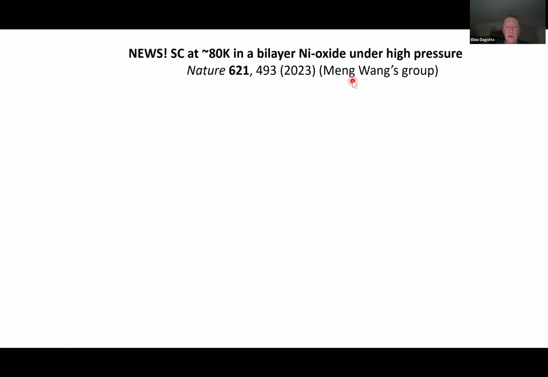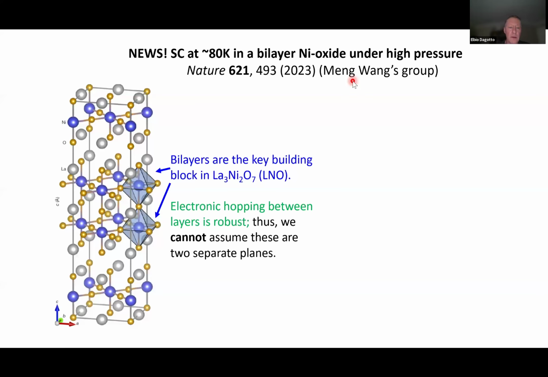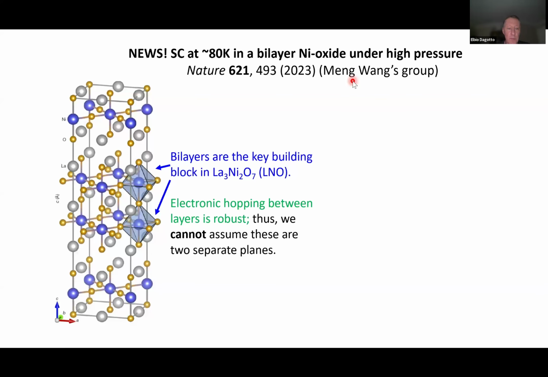And this is the crystal structure. Here you have the two planes that form the bilayer. In blue, you have the nickel. In orange, the oxygens. In gray, the lanthanum. So here you have these two planes.